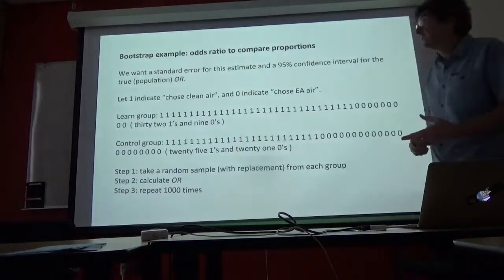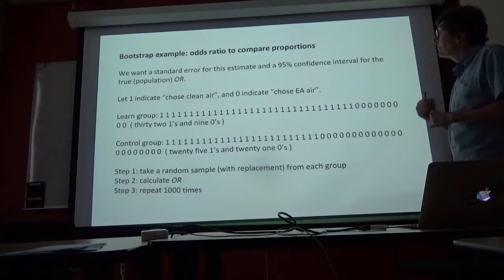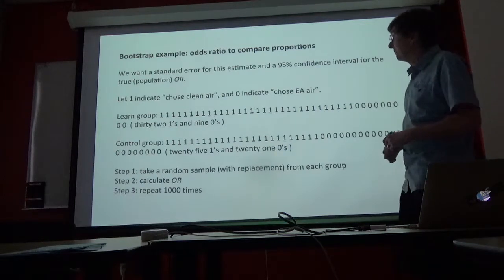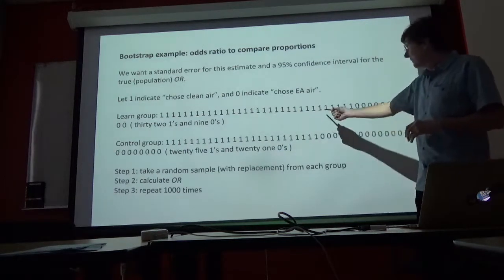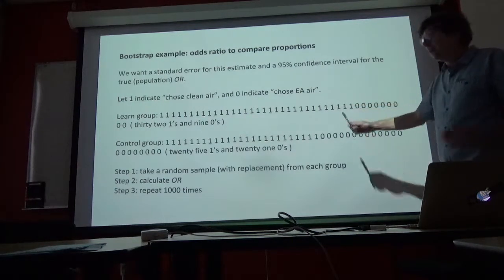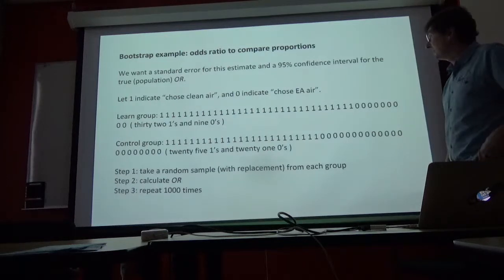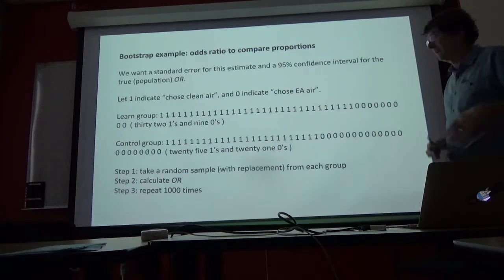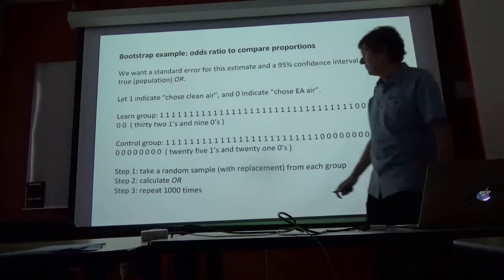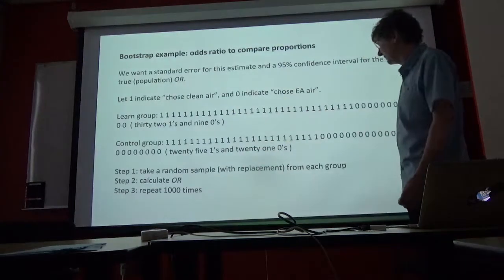So I'm going to use this just to show the workings of the bootstrap again in this context. I've got two groups of data. I've got the learned group and the control group. And the data in this case are ones and zeros. So I've just written them all out. One means they chose clean air, and zero indicates they chose the ethyl acetate in a Y tube experimental treatment. So 32 ones and 9 zeros. In the learned group, 25 ones and 21 zeros.